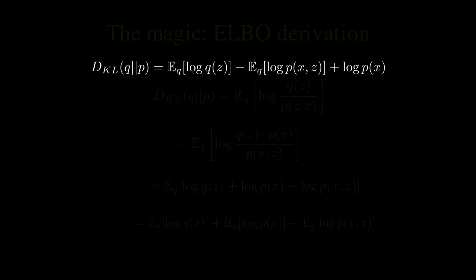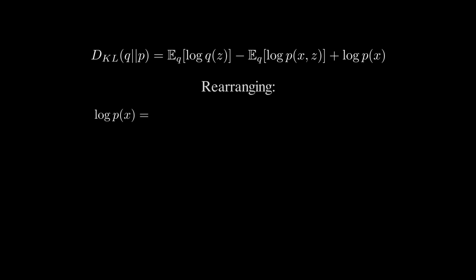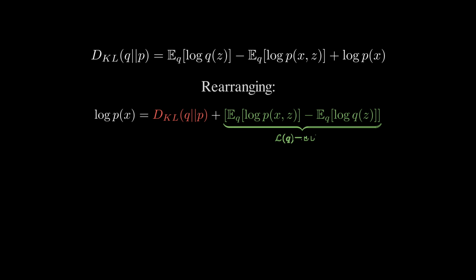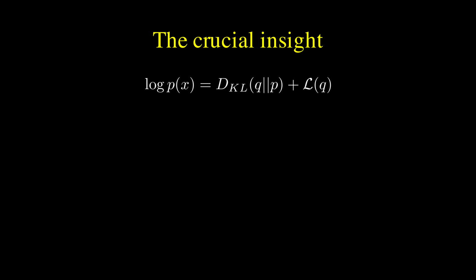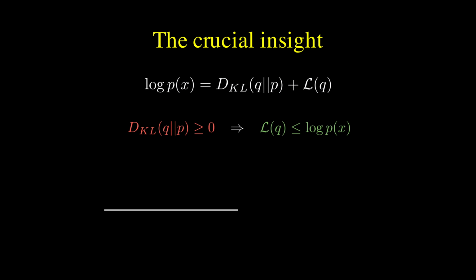After rearranging these terms, we get this beautiful result. Log P(X) equals the KL divergence plus this new quantity we call the ELBO, which equals the expectation under Q of log P(X,Z), minus the expectation under Q of log Q(Z). So the evidence represented by P(X) is equal to the KL divergence plus the ELBO. The crucial insight is that since KL divergence is always non-negative, the ELBO is always less than or equal to log P(X), which is why it's called a lower bound.